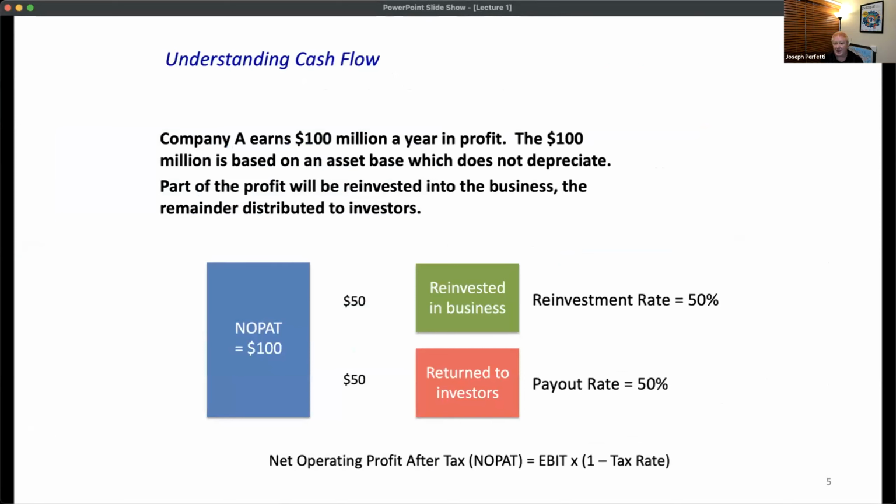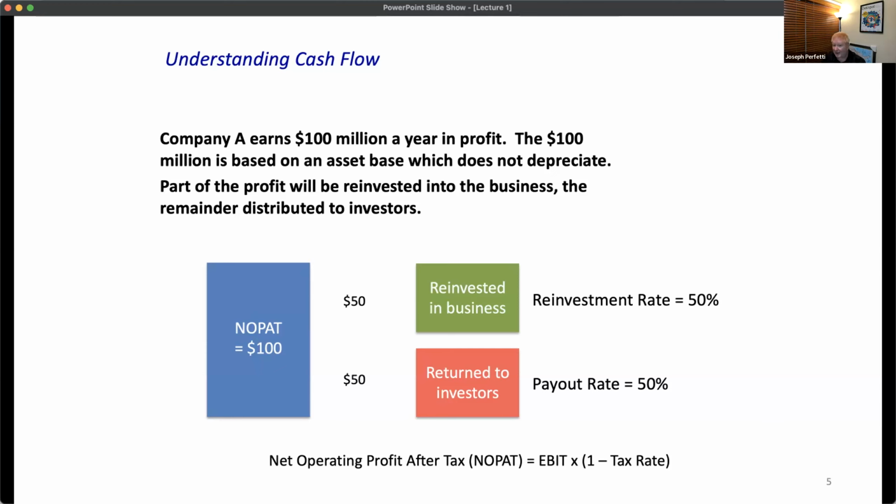Starting out with a hypothetical company. Hypothetical company makes 100 million a year of operating profit. The acronym is going to be called NOPLAT in the book, or NOPAT in the real world. NOPLAT stands for net operating profit, or EBIT, after tax. Or net operating profit less the applicable taxes, or less the adjusted taxes. So it's your operating profit after tax.